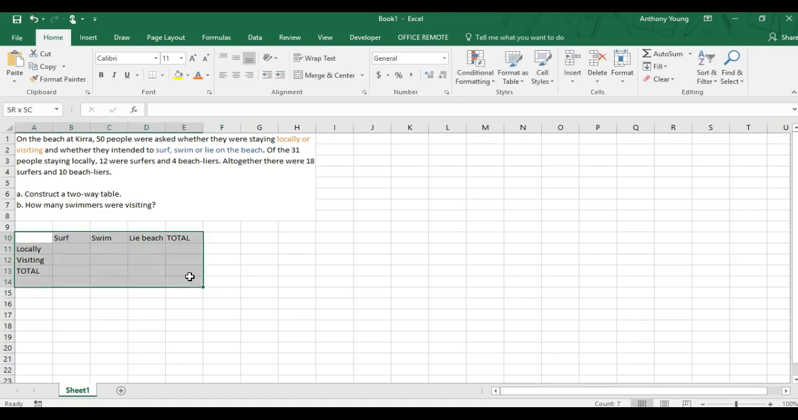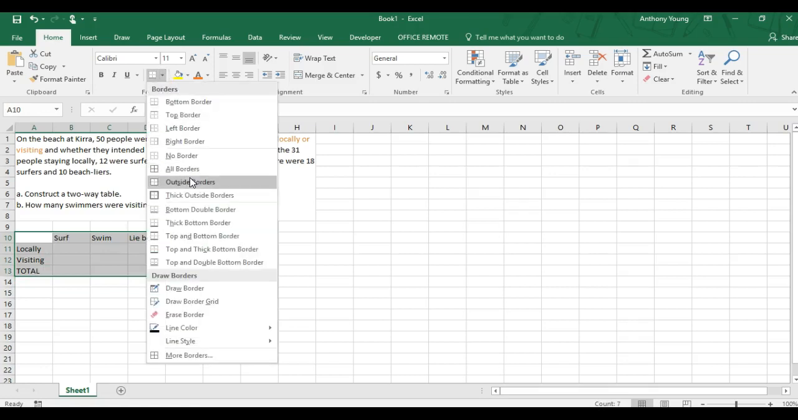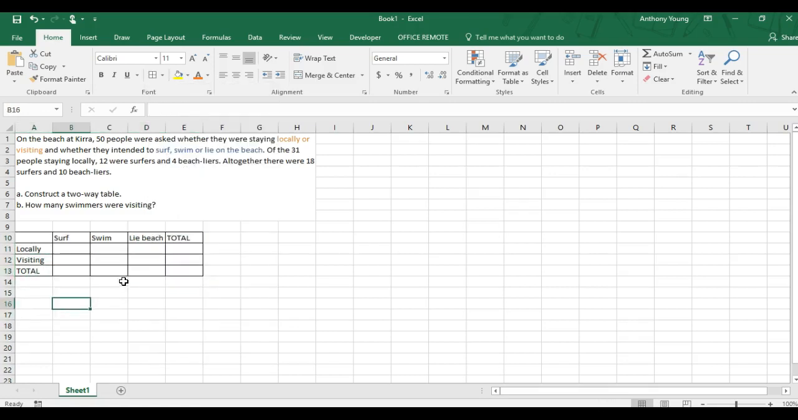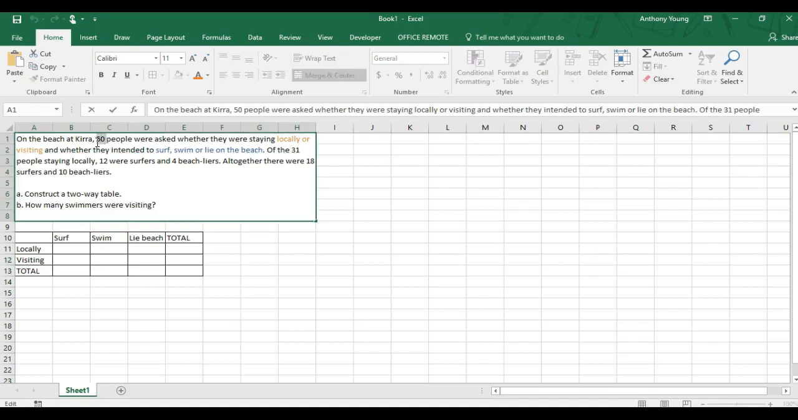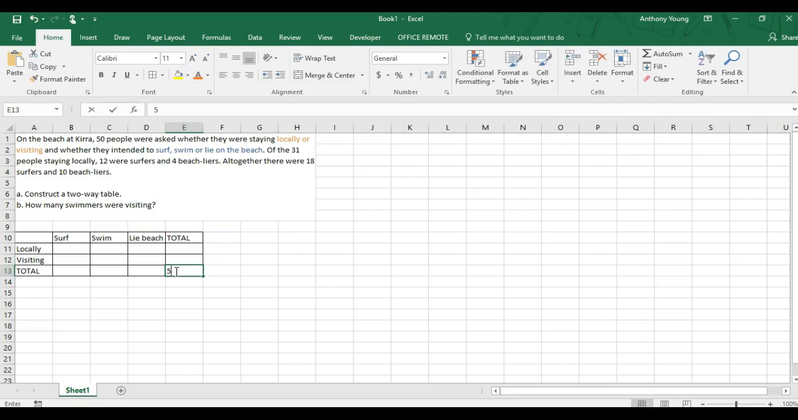Let's turn this into a nice table. So we can see that in the question we'll have some people who are locals who are going to surf. That would be local surf. Some people who are visitors who will surf. So now let's put in the information that we have. How many people total? 50. So that's going to be the overall total.